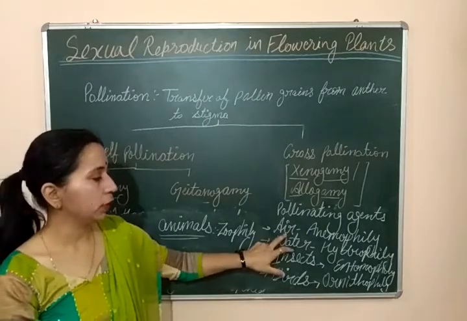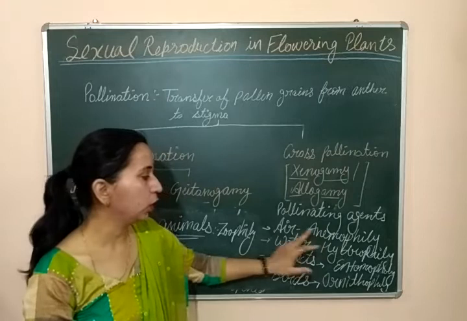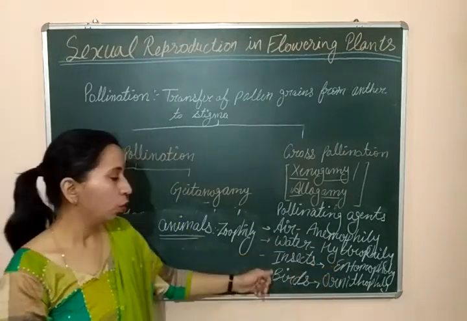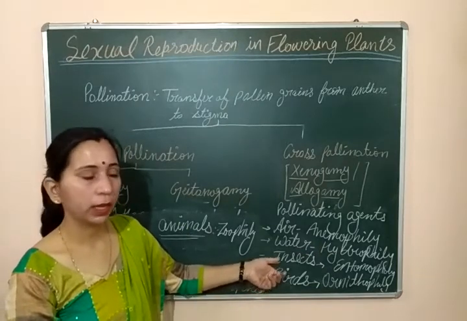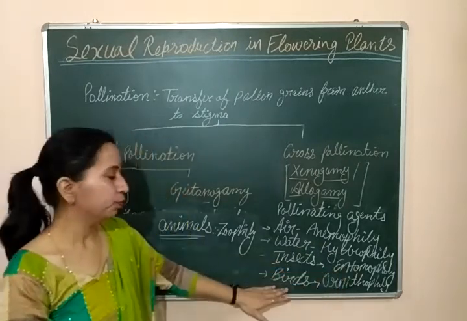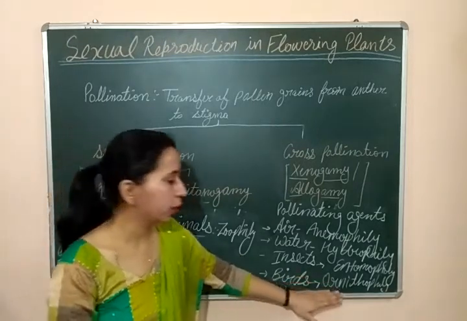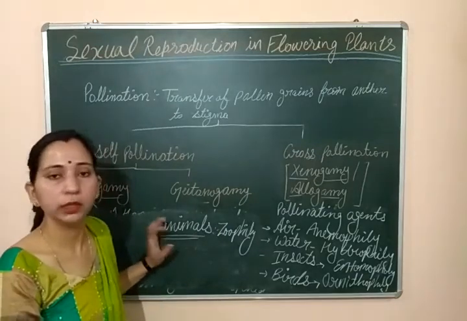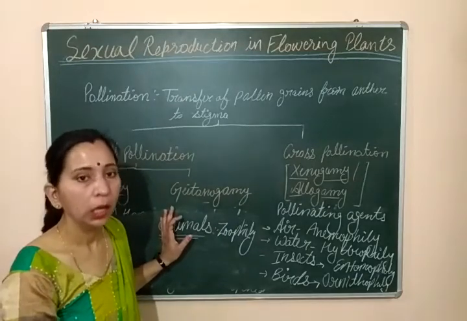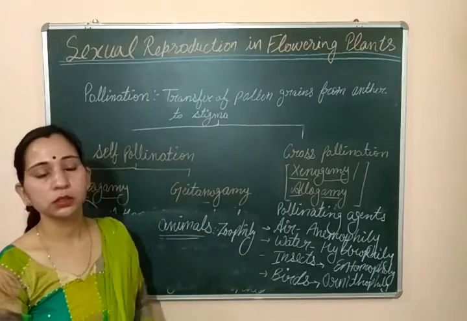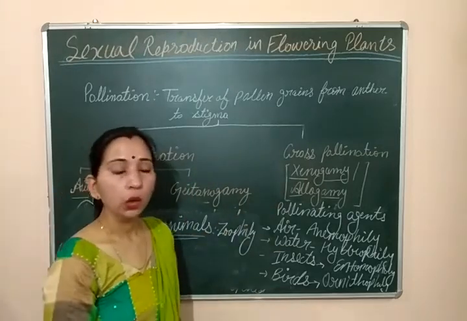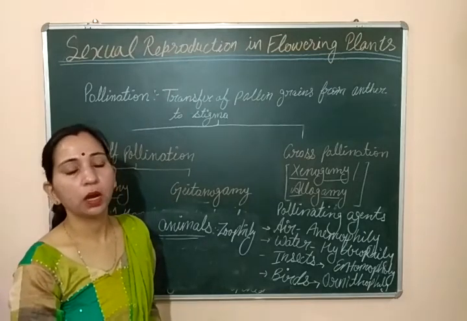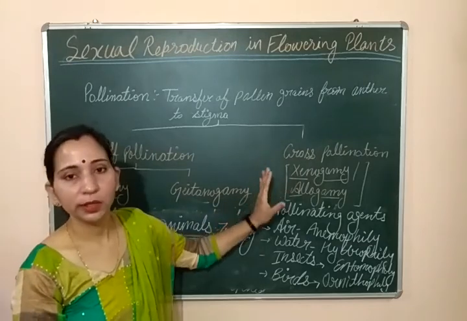If the pollinating agent is air, the pollination is known as anemophily. When water is the pollinating agent, the term is hydrophily. When insects are used, it is entomophily. When birds are used, it is ornithophily. And when animals are used, we use the term zoophily. These are some pollinating agents by which plants do cross-pollination. Now, in the next portion of the video, we will discuss some adaptations by which plants assure their cross-pollination process.